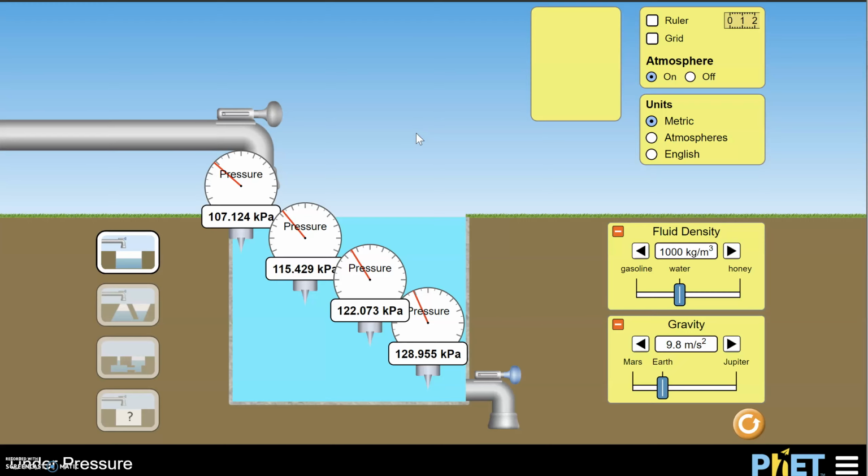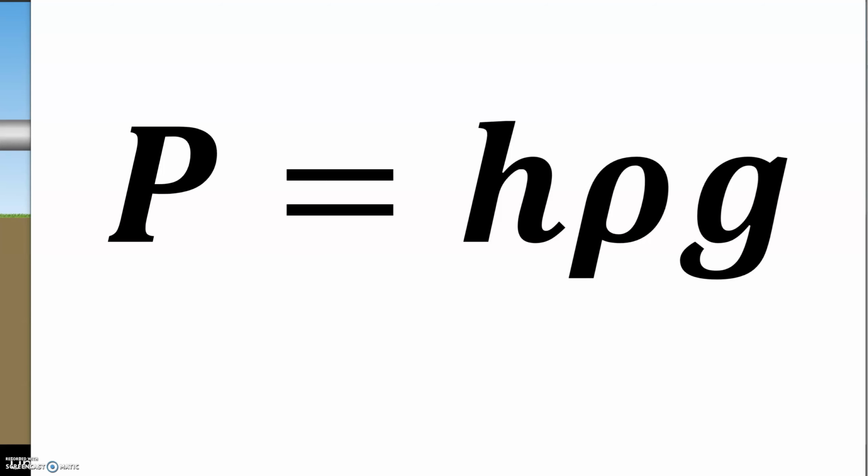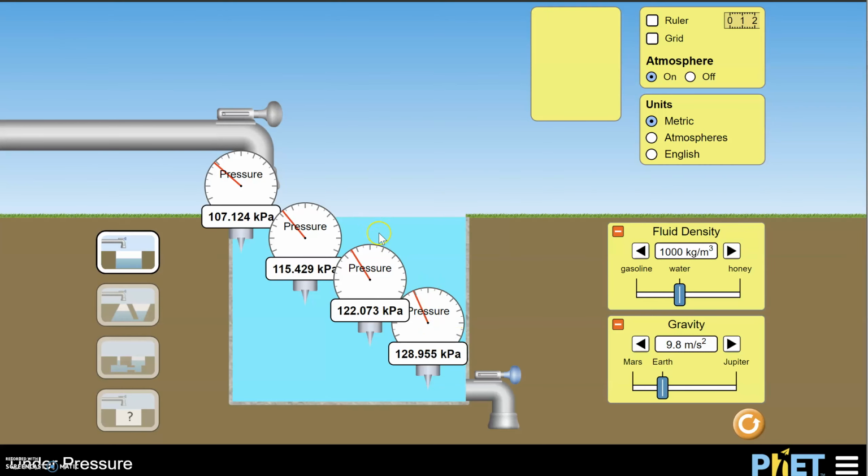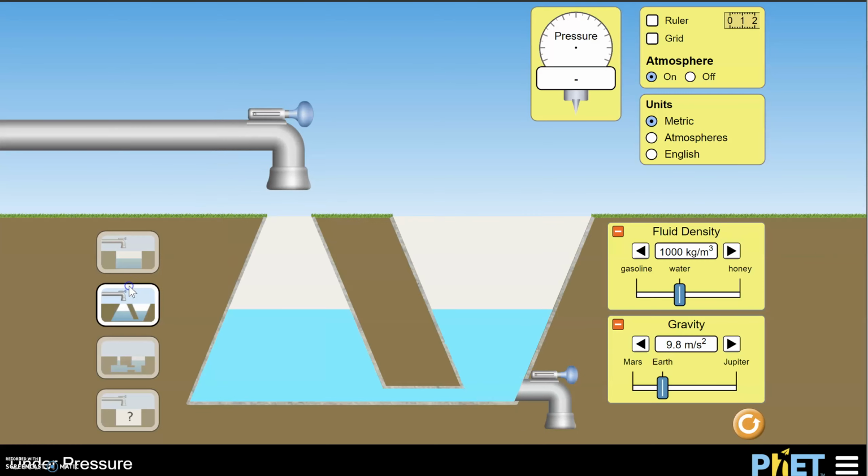Alright, did you guys guess what happened? So as you can see, the deeper the pressure gauge is, the higher the pressure, which actually proves this formula correct, where the bigger this number is, the bigger the pressure would be, as we measure height from depth from the surface of the water.